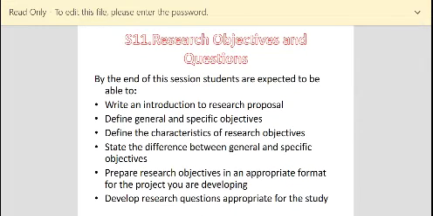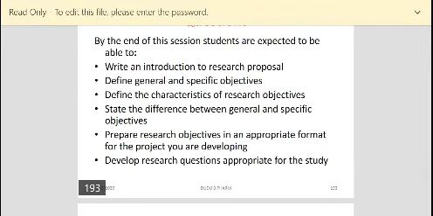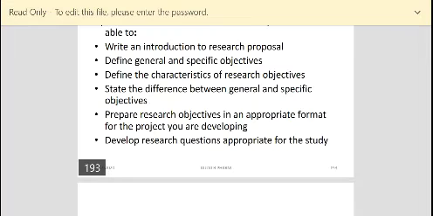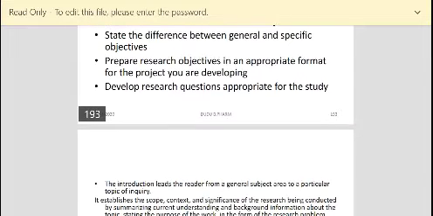By the end of this session, I'm expecting you to be able to write an introduction to a research proposal, define general and specific objectives, define the characteristics of research objectives, state the difference between general and specific objectives, prepare research objectives in an appropriate format for the project you're developing, and develop research questions appropriate for the study.